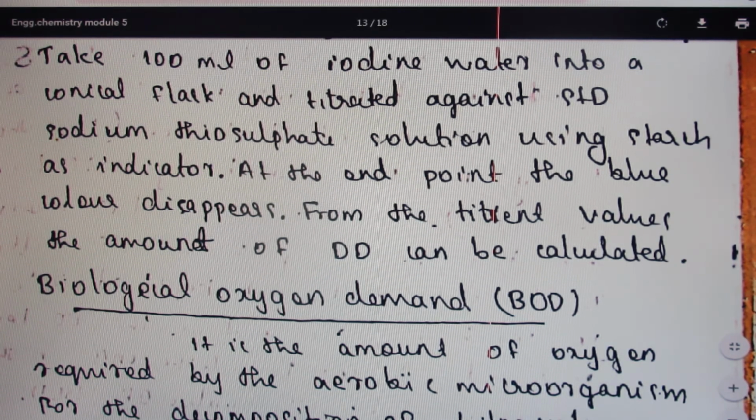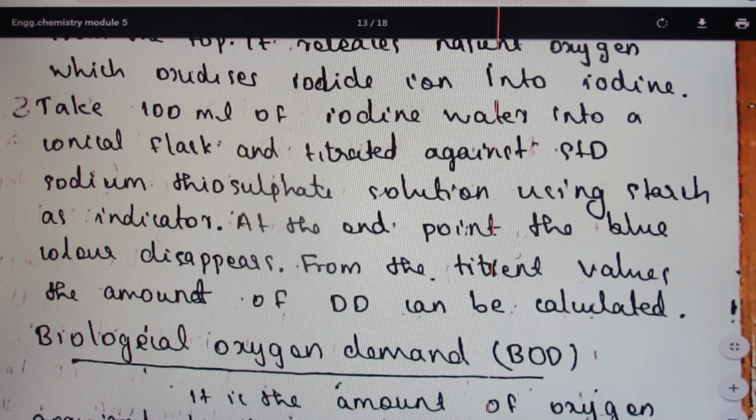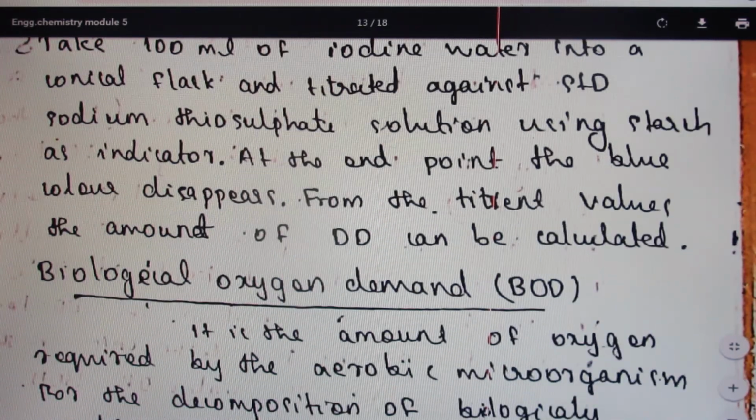When starch is added to the solution, what happens? The solution becomes blue in color. When it is titrated against sodium thiosulfate, the blue color disappears. And from the titrant value, we can find out the amount of dissolved oxygen.